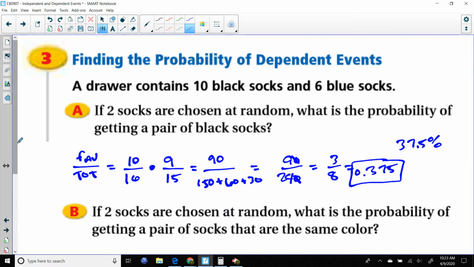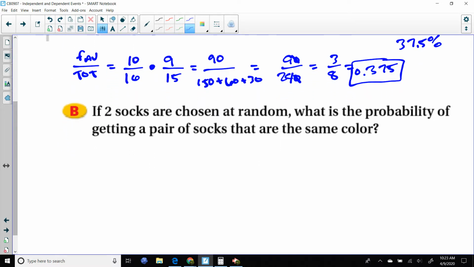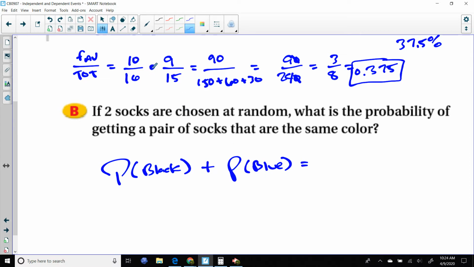All right, let's go ahead and move on to the next one. If 2 socks are chosen at random, what's the probability of getting a pair of socks that are the same color? Well, what I want to do is find the probability of getting 2 black ones, which I already did. Then I want to find the probability of getting 2 blue socks, which I haven't found yet. But I'm saying the probability of black or the probability of blue, and or does mean addition. You're allowed to add those 2 together. Okay, and that's where I got confused earlier. All right, we already know the probability of getting 2 black socks is going to be 0.375.